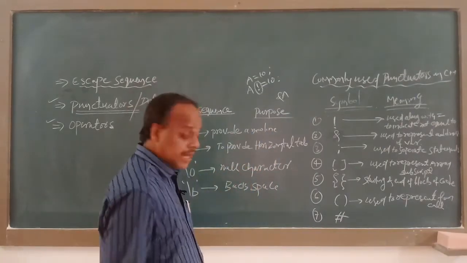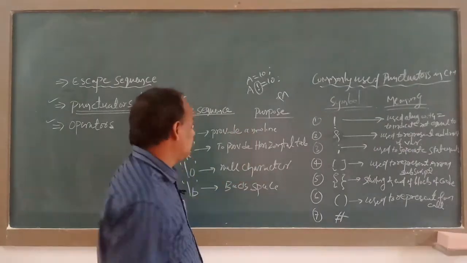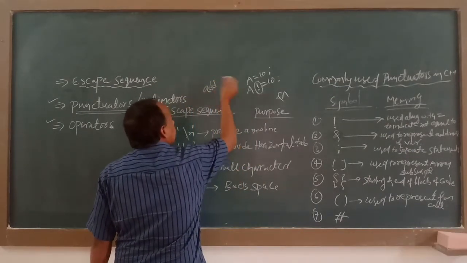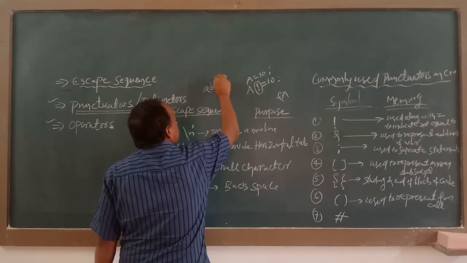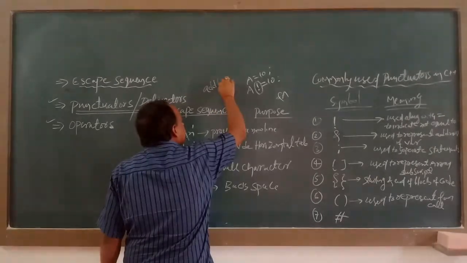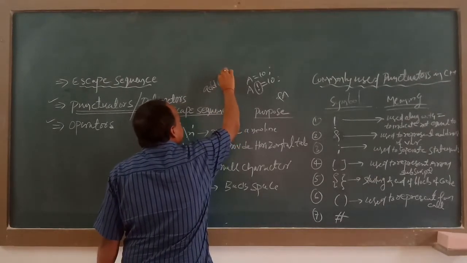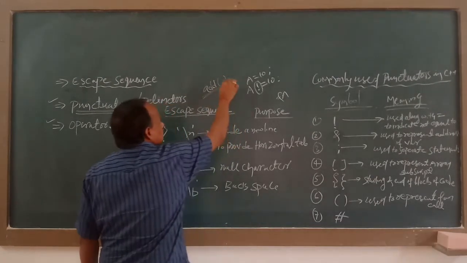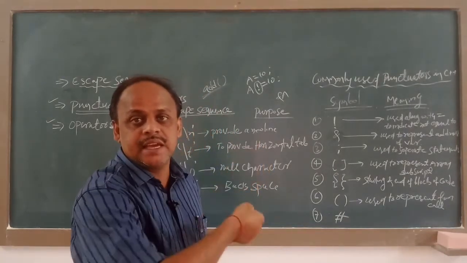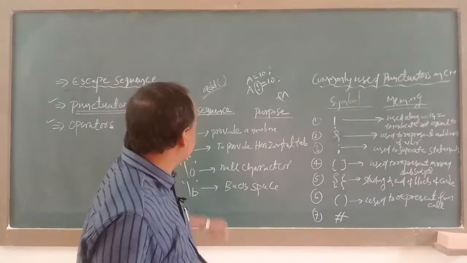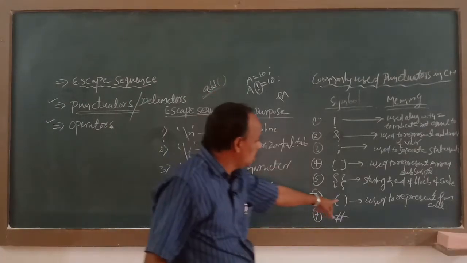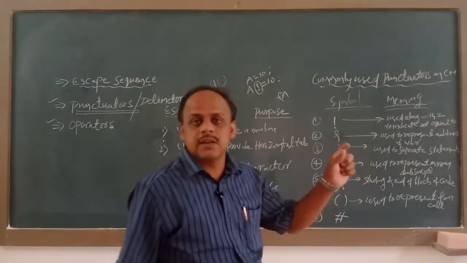For example, I have to create an add function. First I have to write the name of the function, and after the name of the function we have to write the open bracket and closed bracket. Such a declaration indicates it is a function. That's why this punctuator is used to represent a function call.